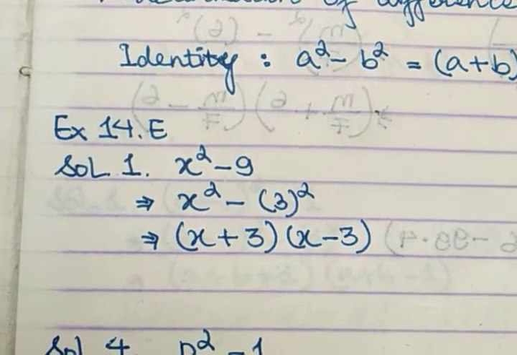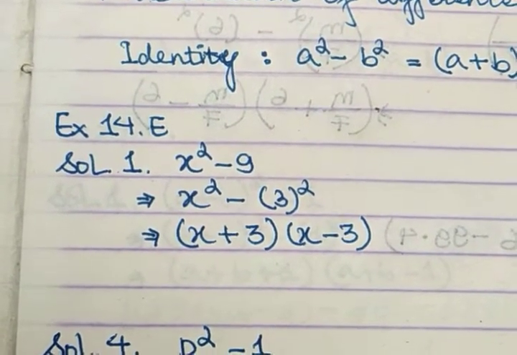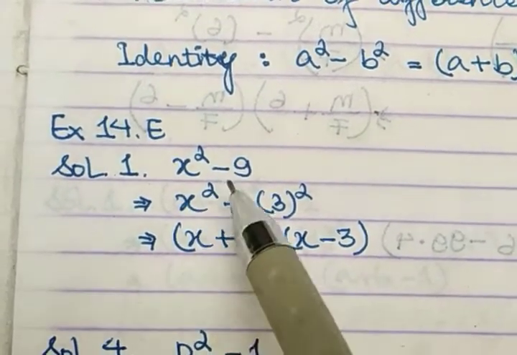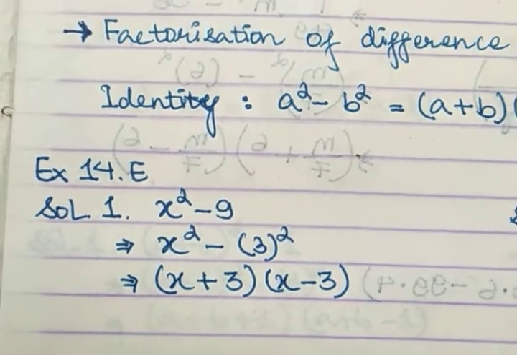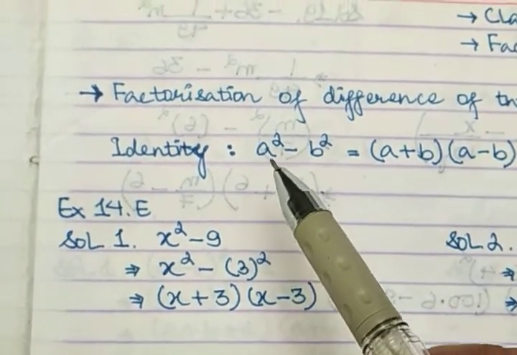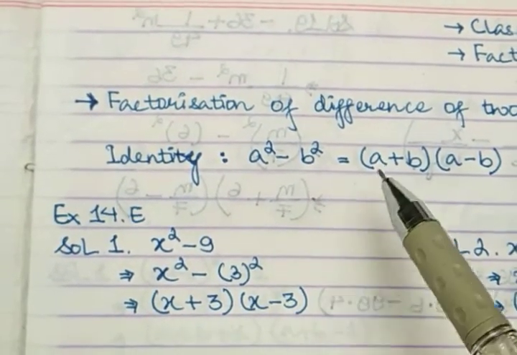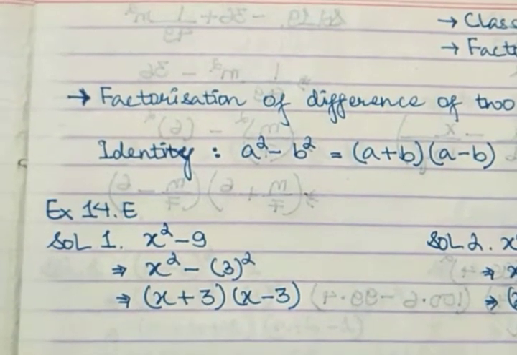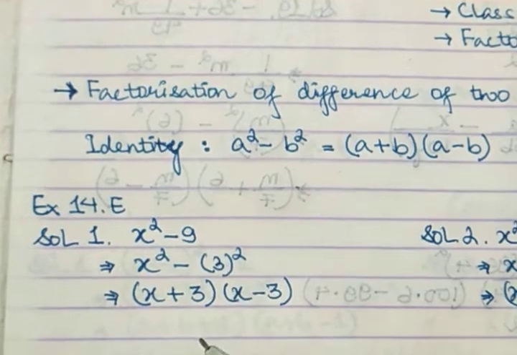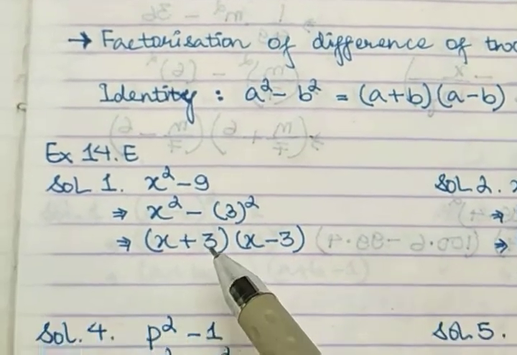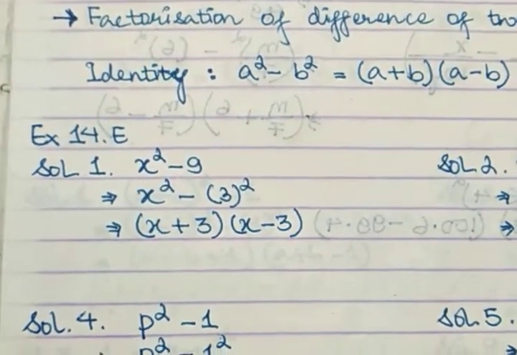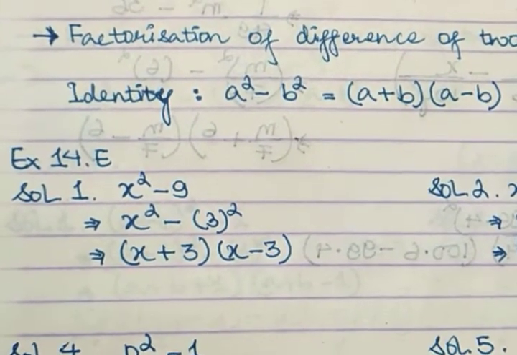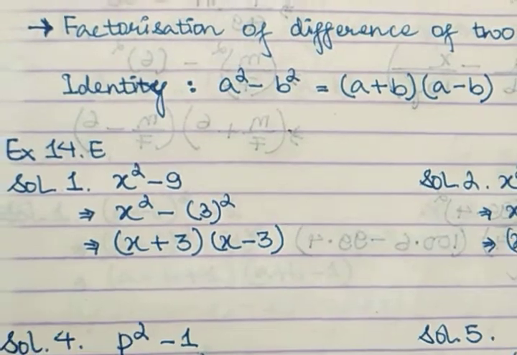So in the first one we have x square minus 9. We know that 9 is a perfect square of 3, so we can write it as x square minus 3 square. Now it is in the form of a square minus b square. The expansion is a plus b into a minus b. In place of a we have x, and in place of b we have 3, so the expansion is x plus 3 into x minus 3. That is what we got in the product form, so we are done here.